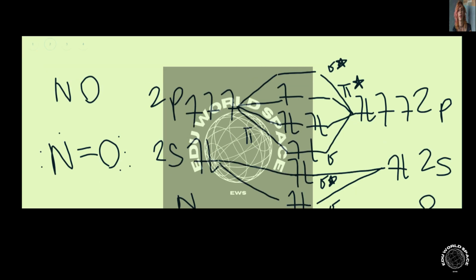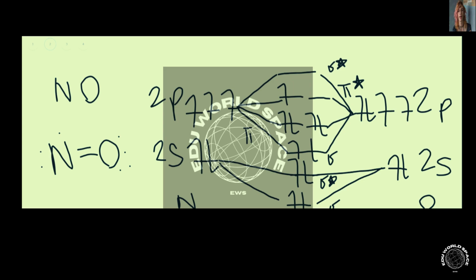So how do we draw a molecular orbital diagram? Well, first we write the orbitals that are going to participate in bonding for nitrogen and oxygen. So we have our 2s and 2p orbitals for both. Of course, oxygen has one more electron than nitrogen. And our 2s orbitals overlap to form one bonding sigma orbital and one anti-bonding sigma star orbital.